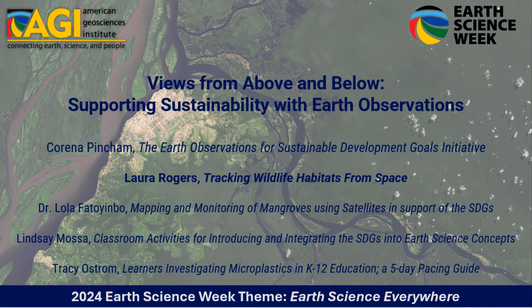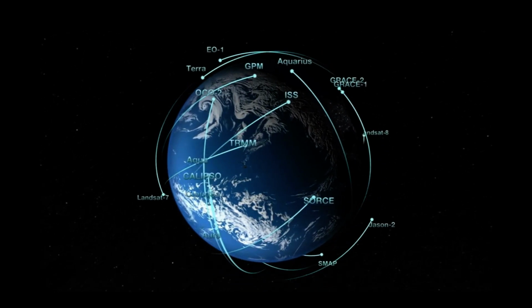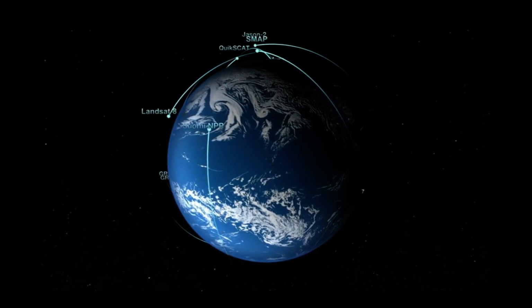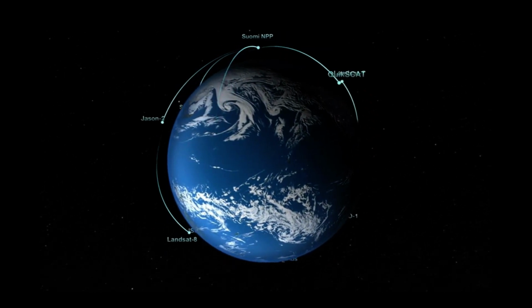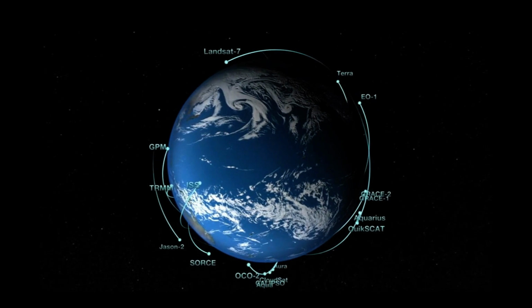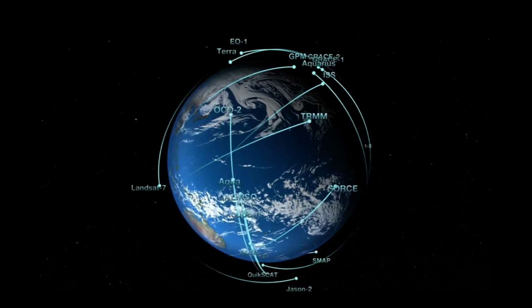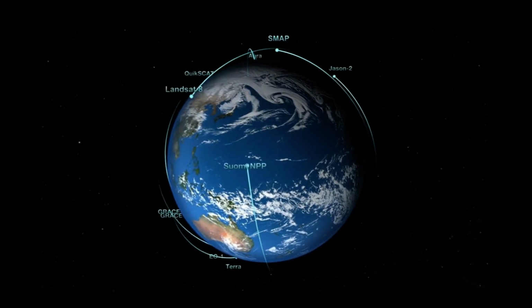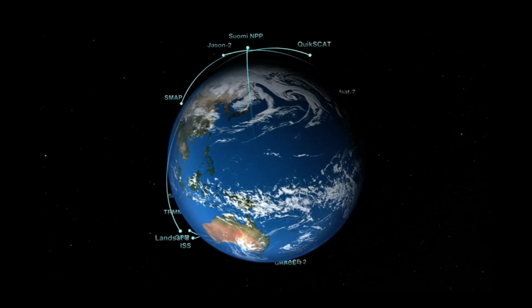Our next speaker, Laura Rogers, will talk about how NASA collects Earth observation data and the specific data sets that are used to monitor progress toward SDG 15, Life on Land. Hi, I'm Laura Rogers from NASA Langley. Did you know NASA has more than 24 instruments in space observing our planet? These instruments monitor the entire globe, 24 hours a day, 7 days a week. These incredible instruments allow us to see the unseen for a holistic view of our planet.